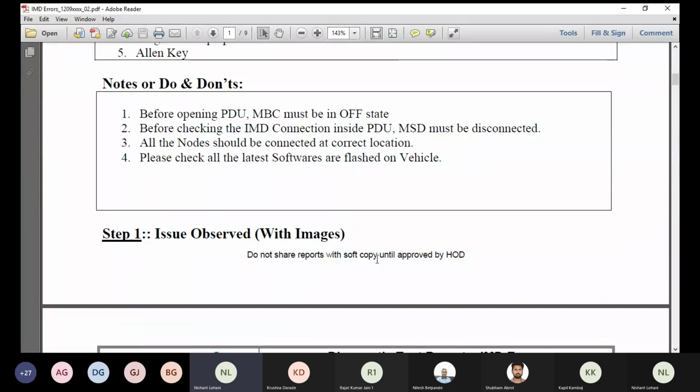Now it is audible. Yes, now it is audible.